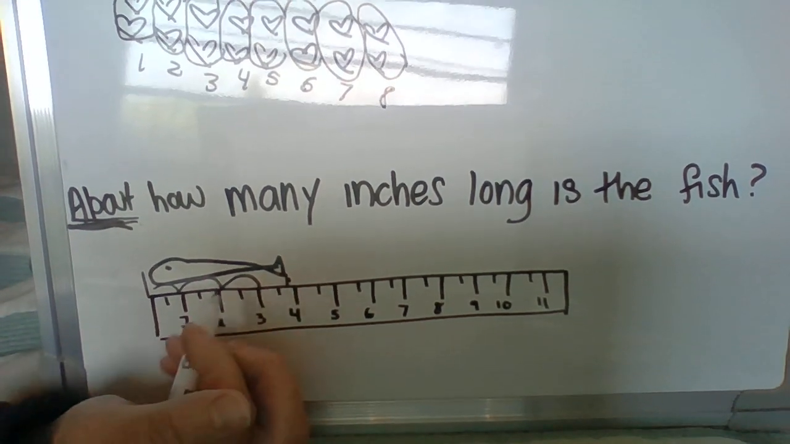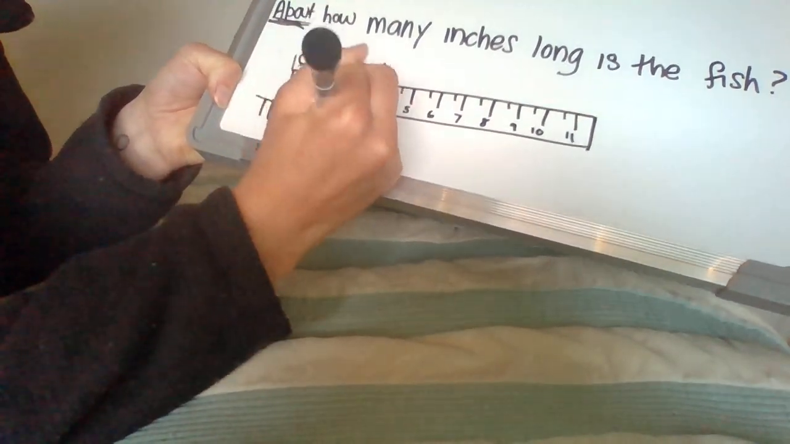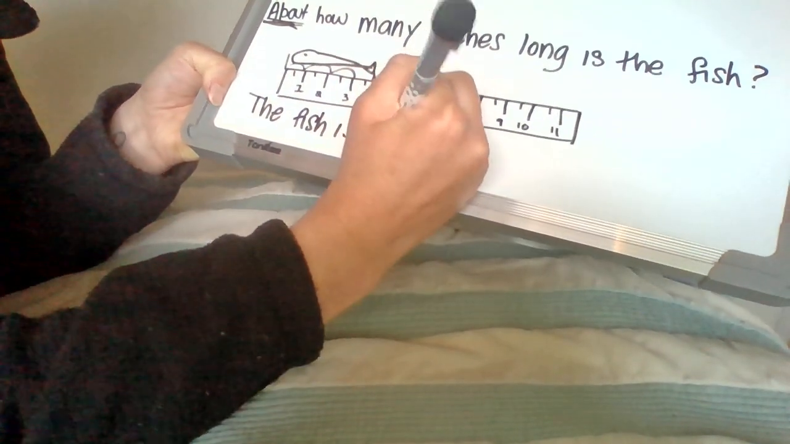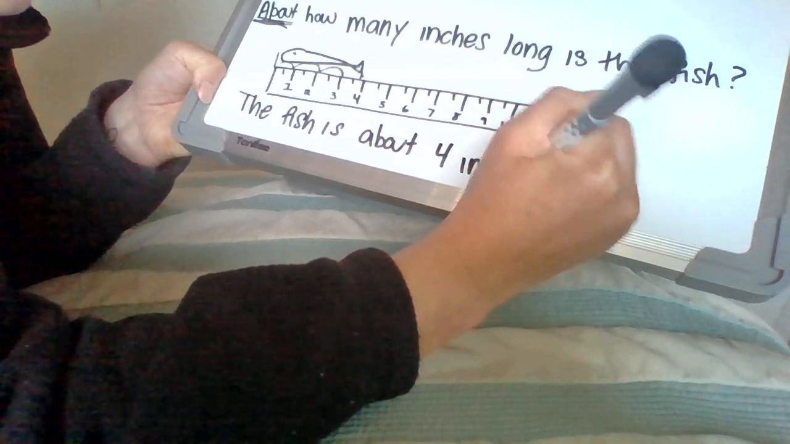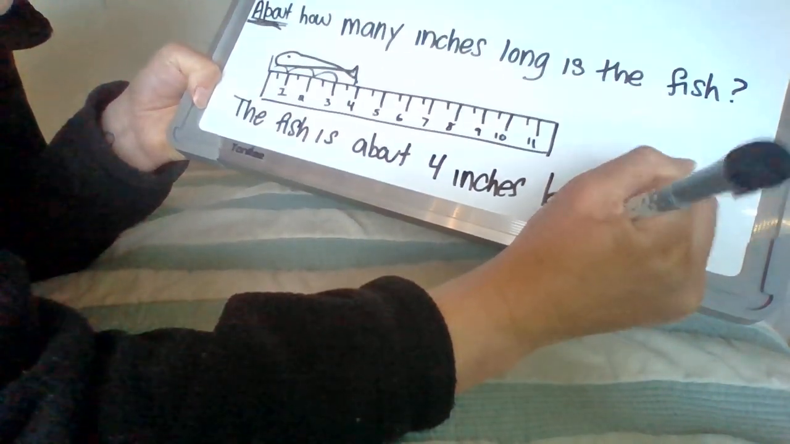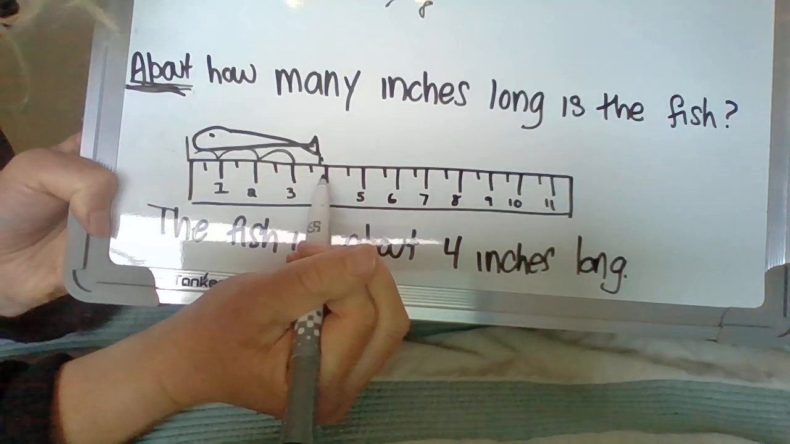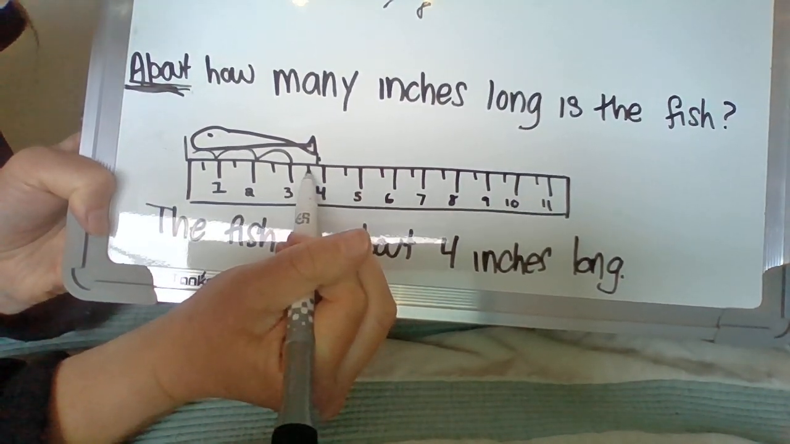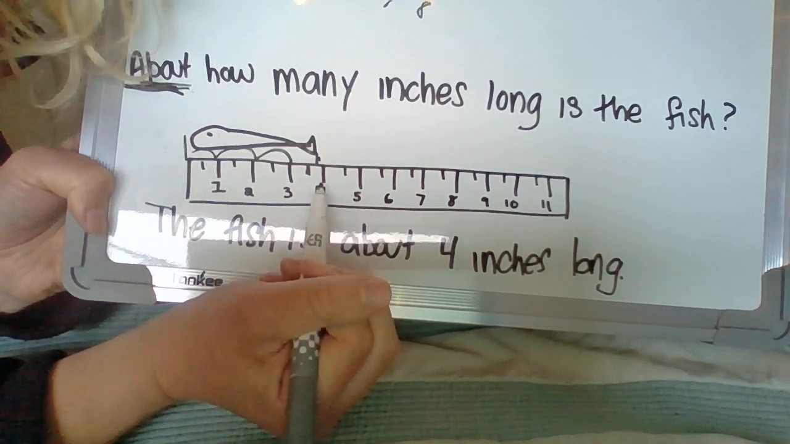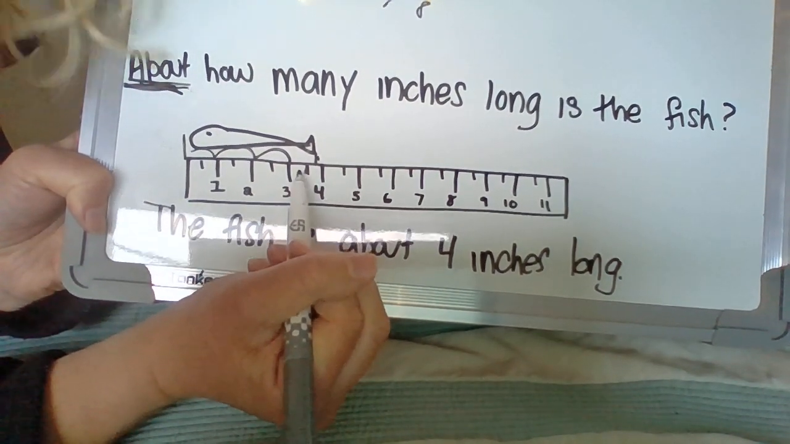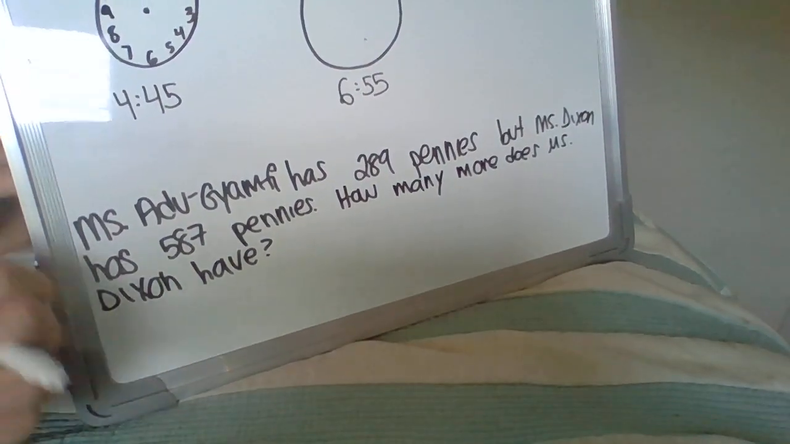So I am going to write the fish is about 4 inches long. And I know that because it's kind of big, it's bigger than the 3.5 mark. So we round up to four, almost at four. All right, let's move on.